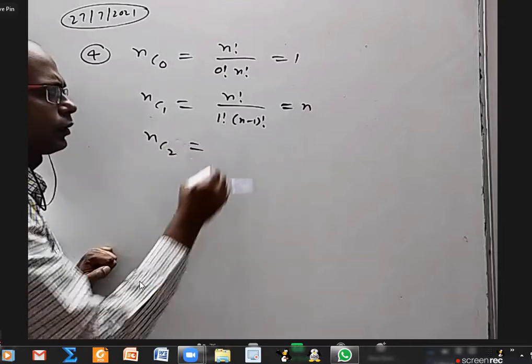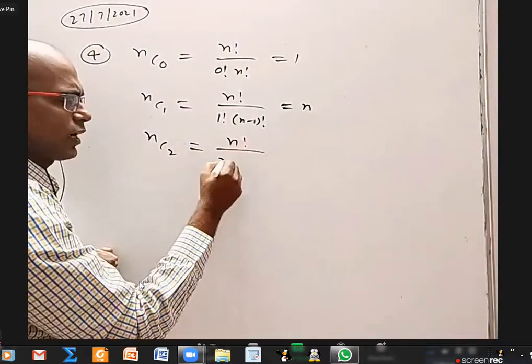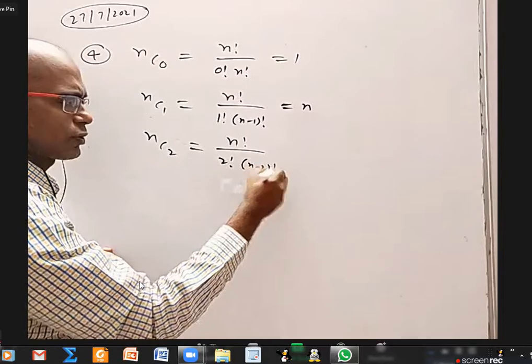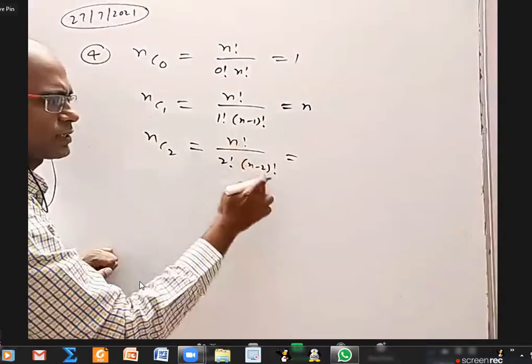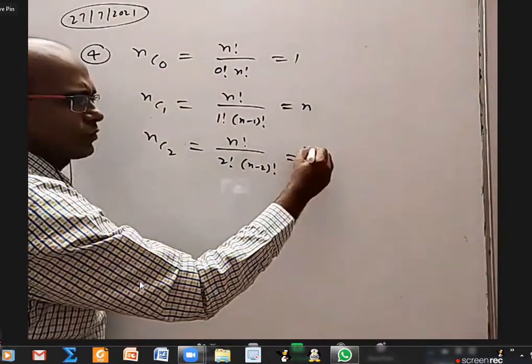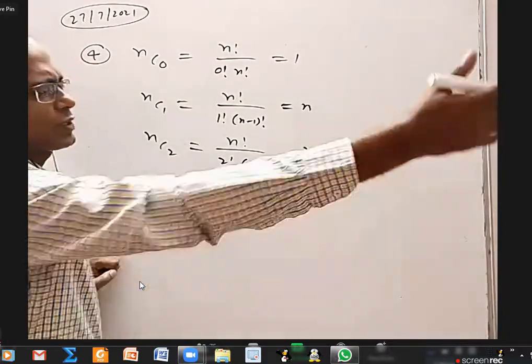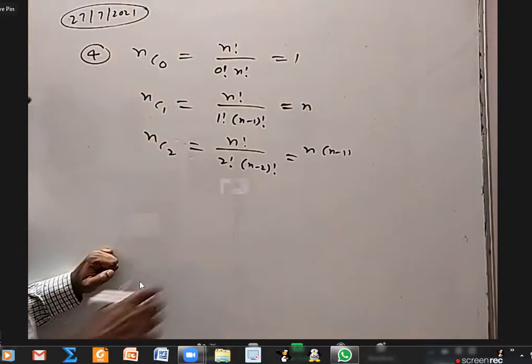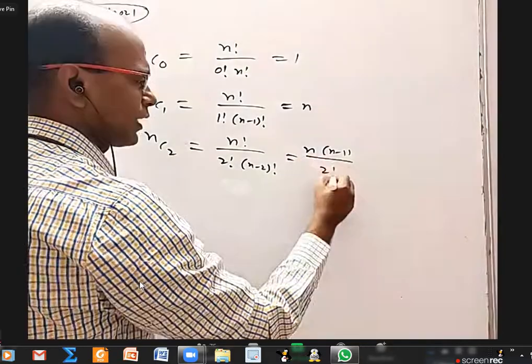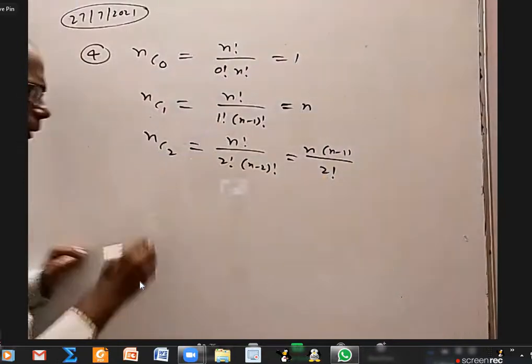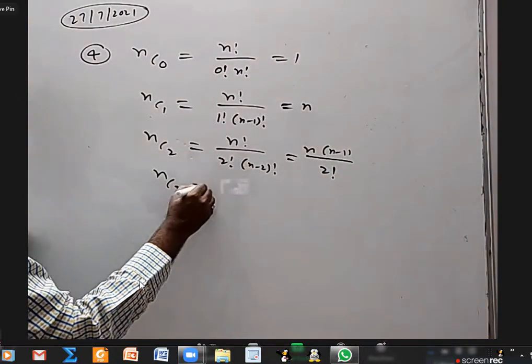NC2. One way to define is n factorial by 2 factorial into n minus 2 factorial. But from this and this, if I cancel n minus 2 factorial, I will be left with n. The next smaller number is n minus 1. From the next smaller number onwards, everything is n minus 2 factorial. If I cancel, I will be left with n into n minus 1 by 2 factorial. NC3.